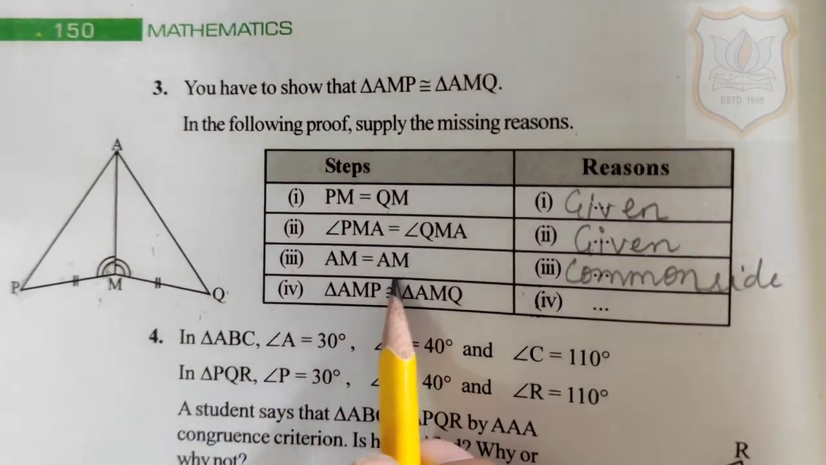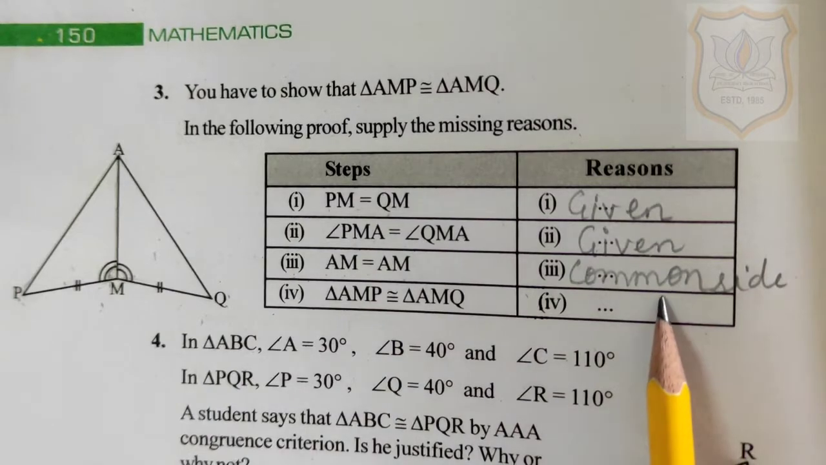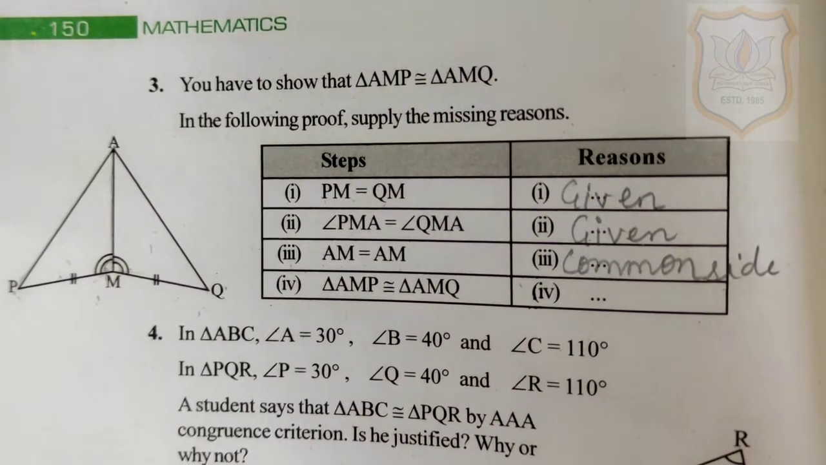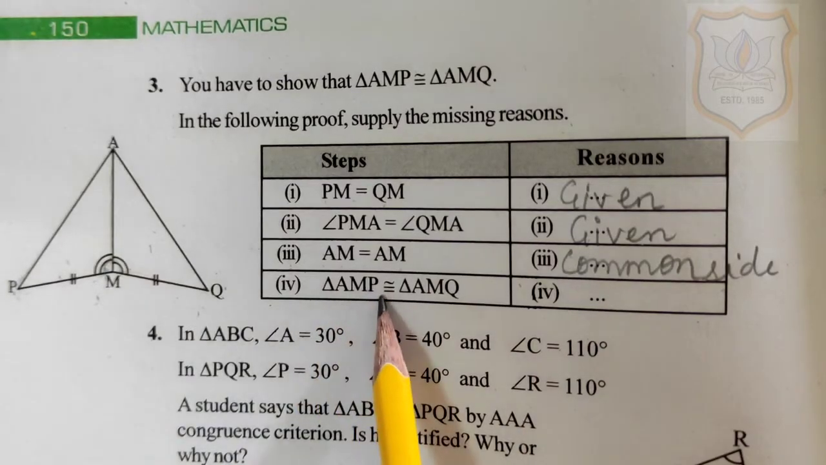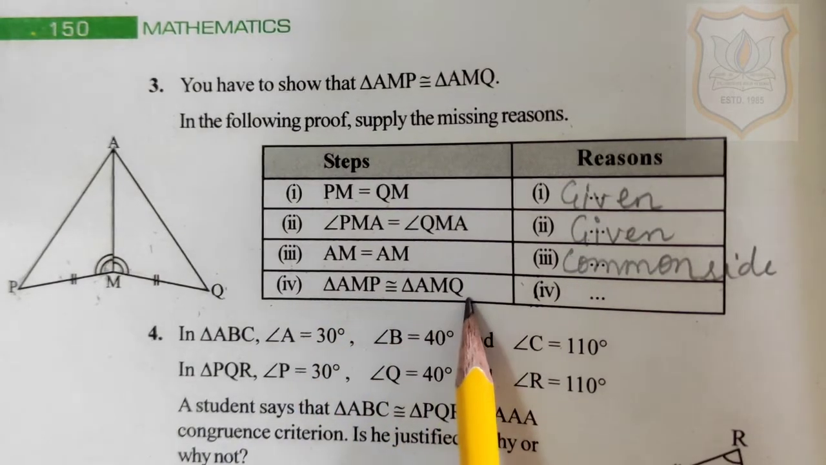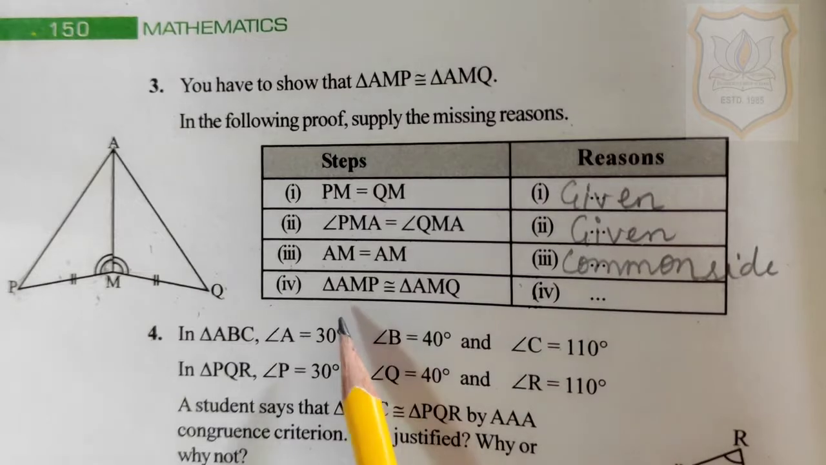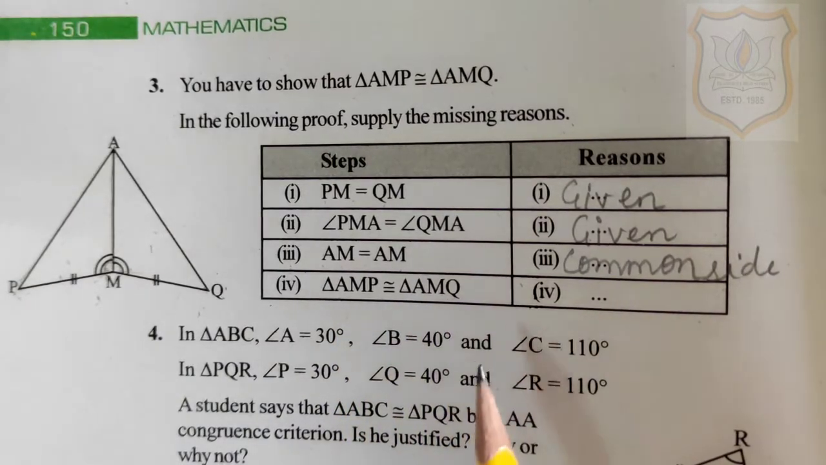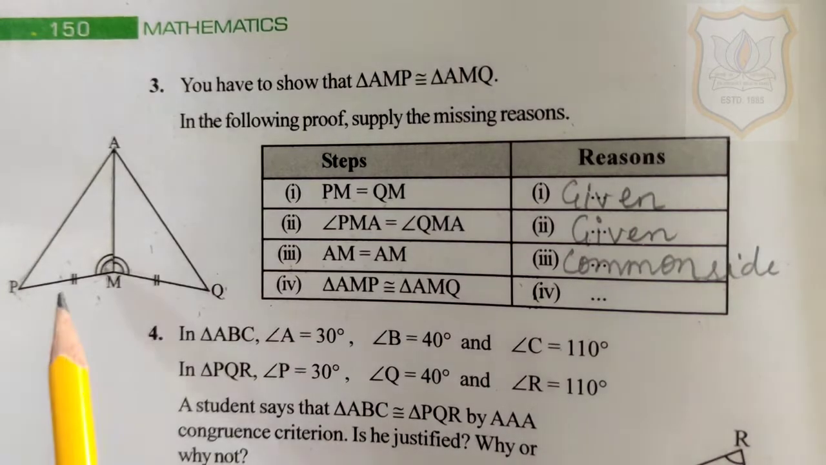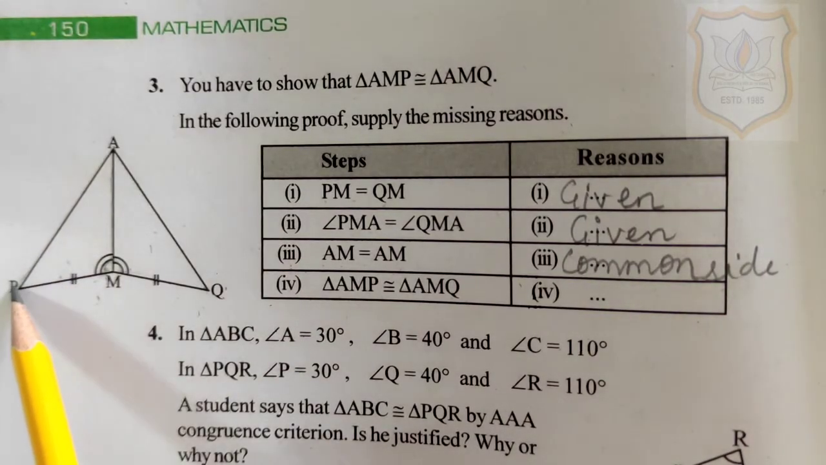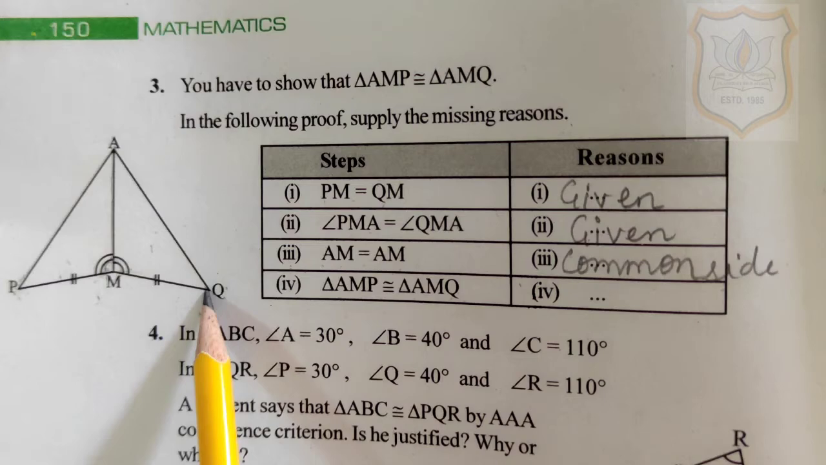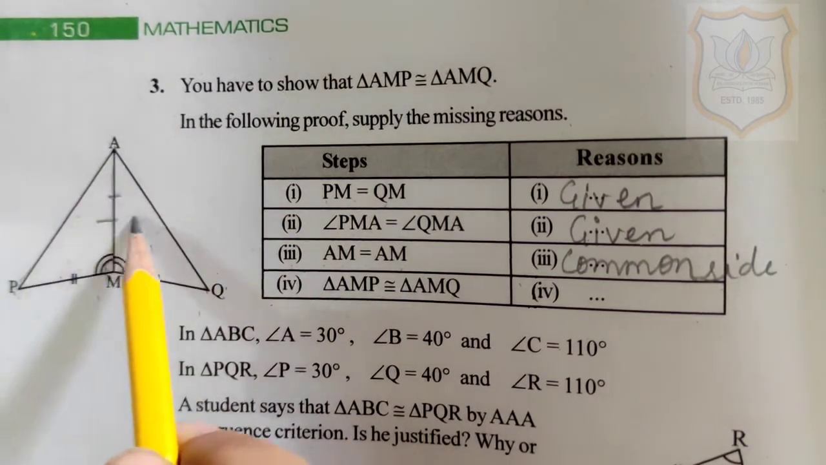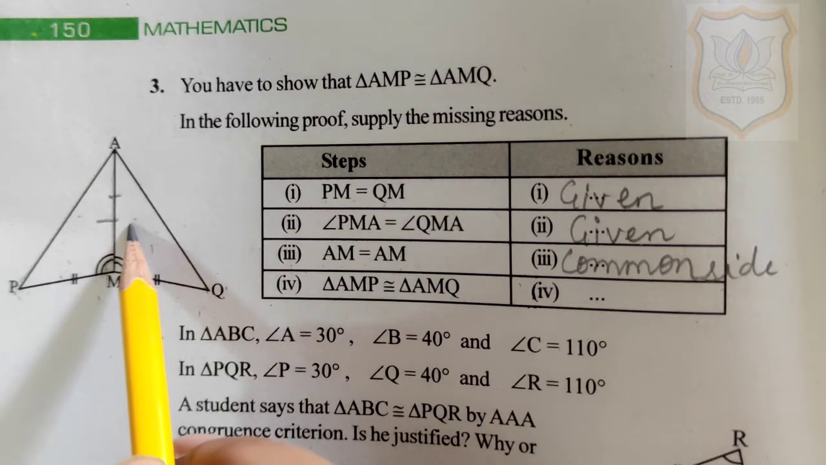AM is equal to AM due to common side. Now fourth one, triangle AMP is congruent to triangle AMQ. Here we have to write the reason why triangle AMP is congruent to triangle AMQ. Here you can see that MP side and MQ side are equal and AM side and AM side are equal, as they both are common side of both the triangles.